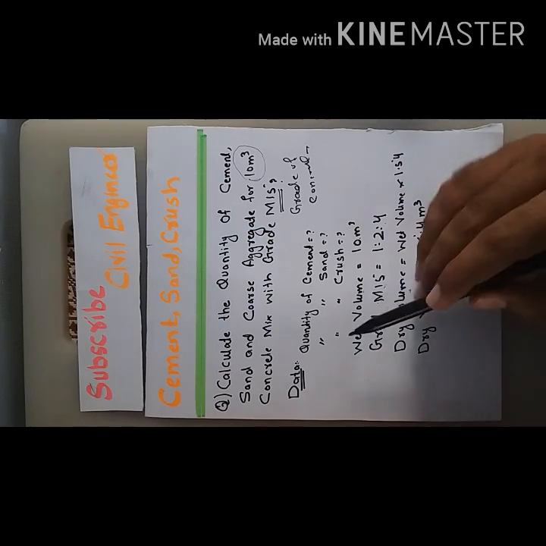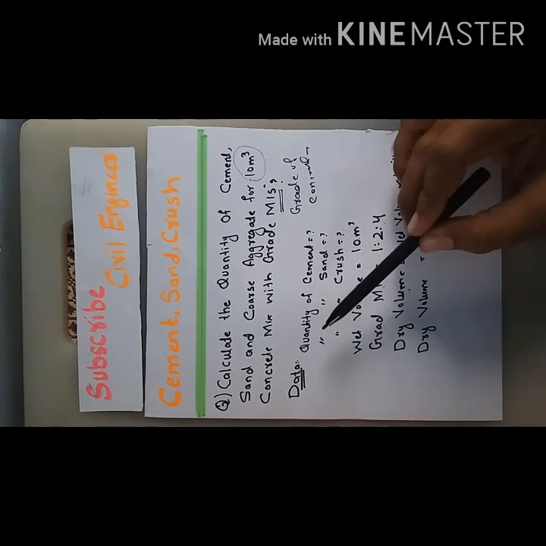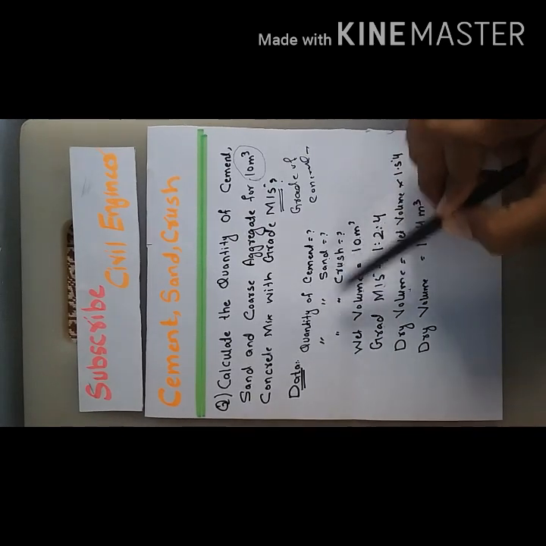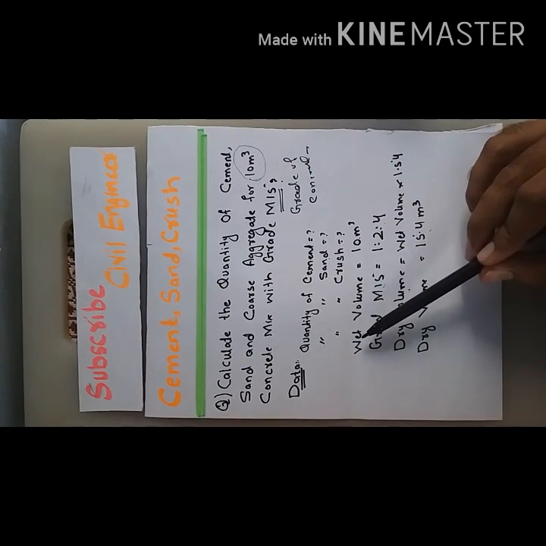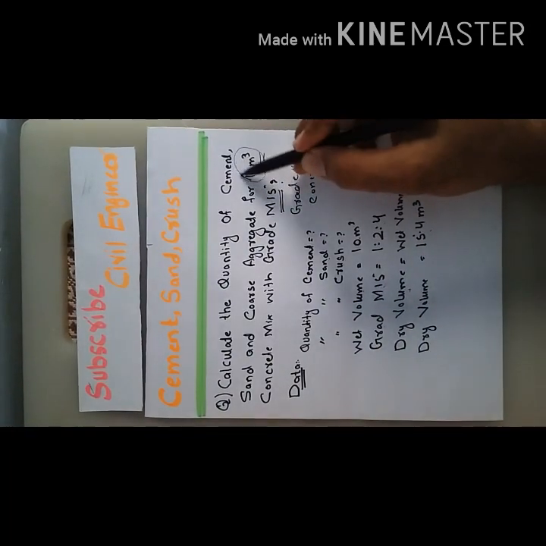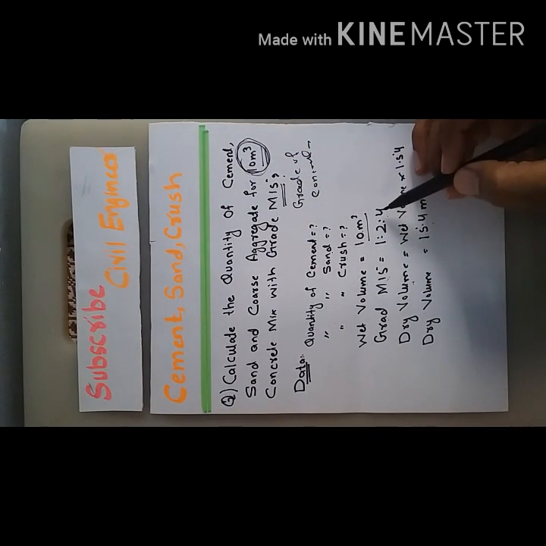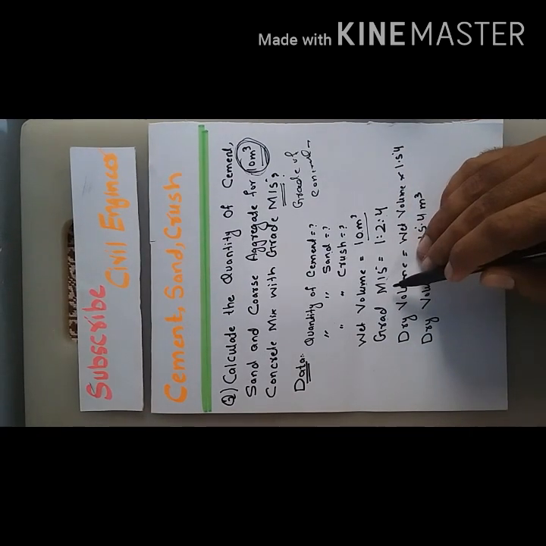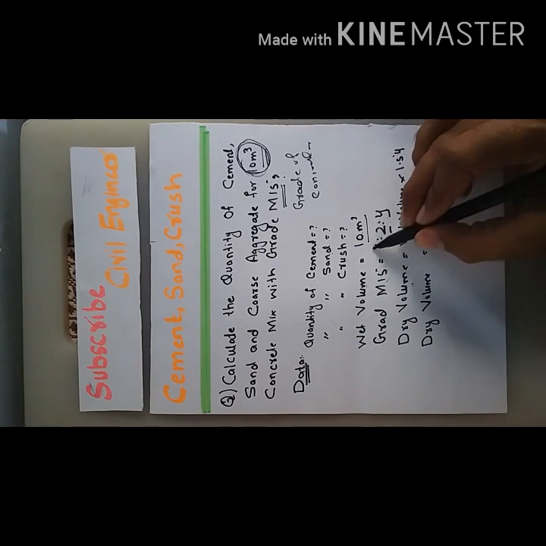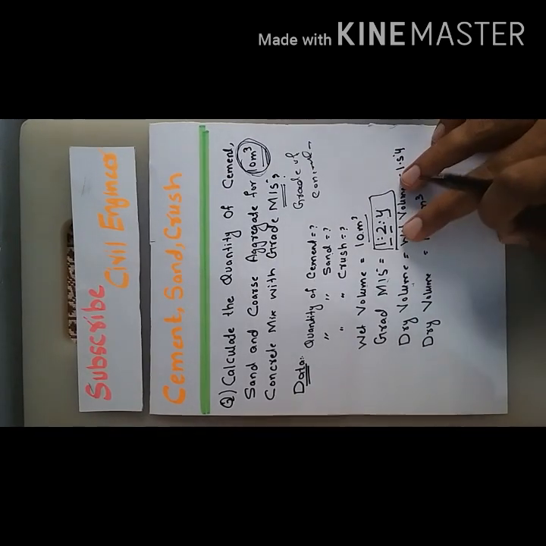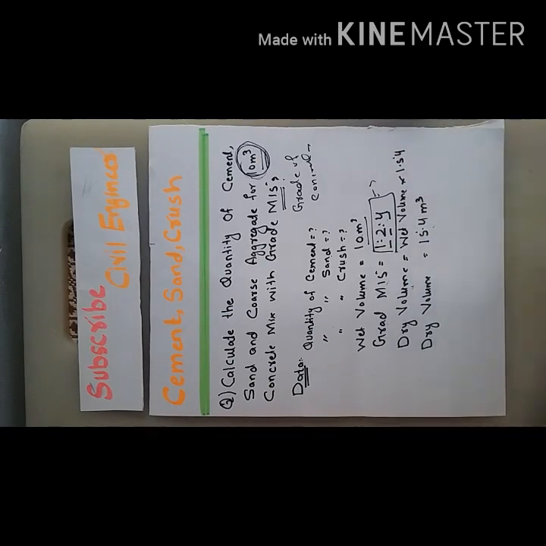So we move forward. First of all, we will write the given data. We have to calculate quantity of cement, quantity of sand and quantity of crush or coarse aggregate, you can say. We have wet volume. I told you earlier, the volume of concrete is actually the wet volume. We have 10 cubic meter wet volume. Another thing we know is the grade of concrete, and the grade of concrete is M15, and M15 means 1:2:4. This is very important. You must know about grade of concrete, otherwise you will not be able to solve this question. For this, please watch my previous video.